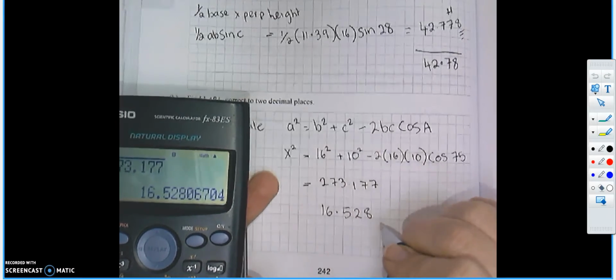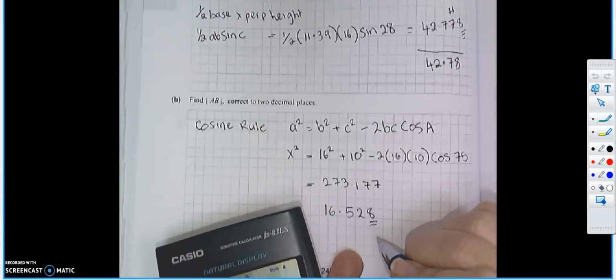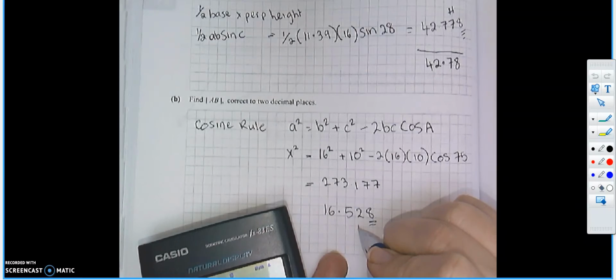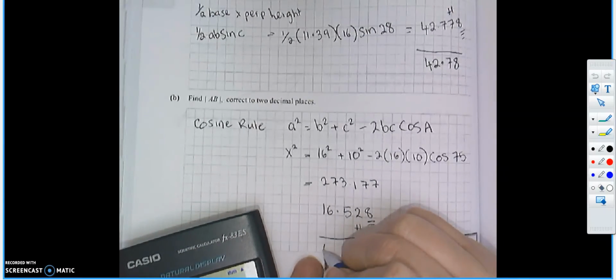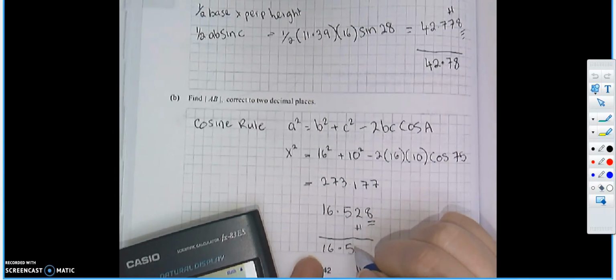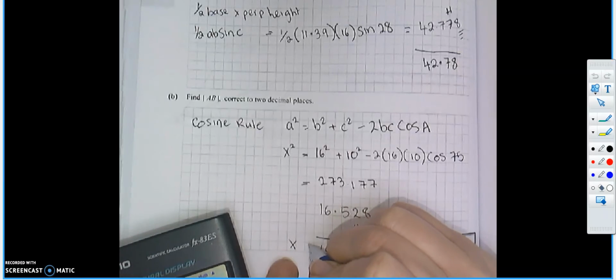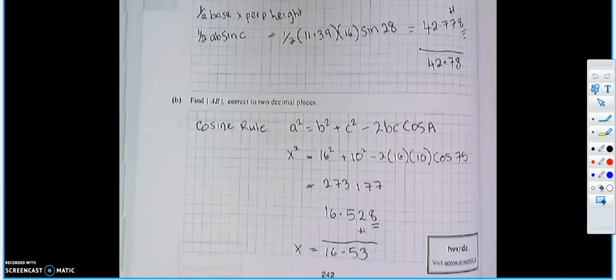Again, look at the third value. It's bigger than 5, so add 1 on. So my answer for that is 16.53. So the length from A to B was 16.53.